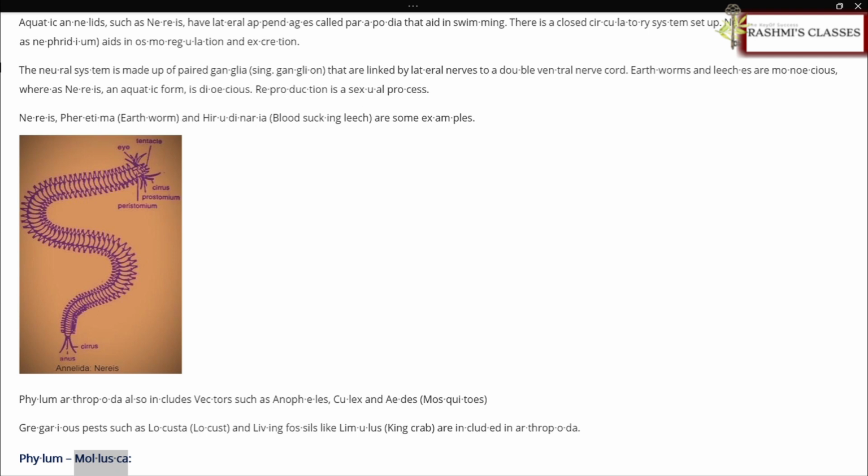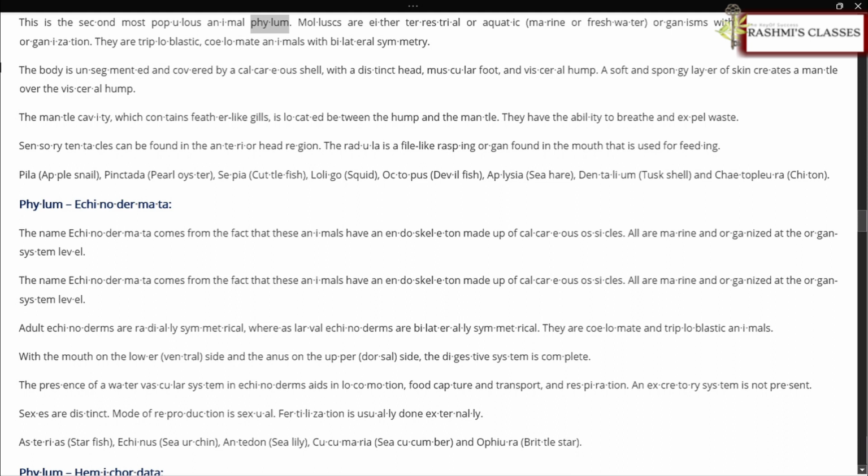Phylum Mollusca. This is the second most populous animal phylum. Mollusks are either terrestrial or aquatic, marine or freshwater, organisms with organ system level organization. They are triploblastic, coelomate animals with bilateral symmetry. The body is unsegmented and covered by a calcareous shell, with a distinct head, muscular foot, and visceral hump. A soft and spongy layer of skin creates a mantle over the visceral hump.